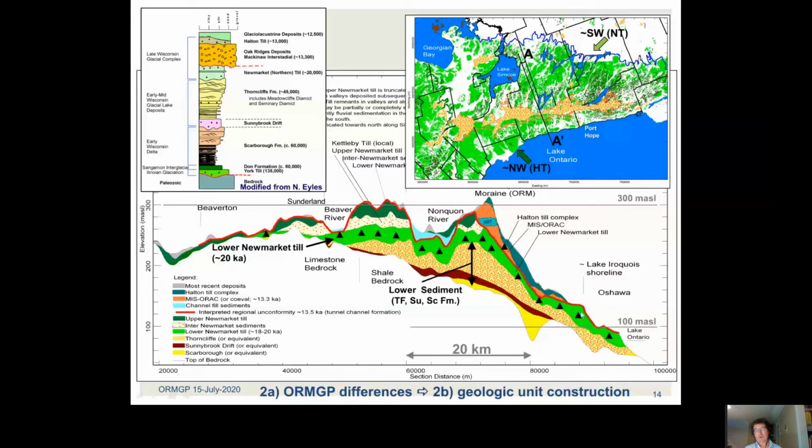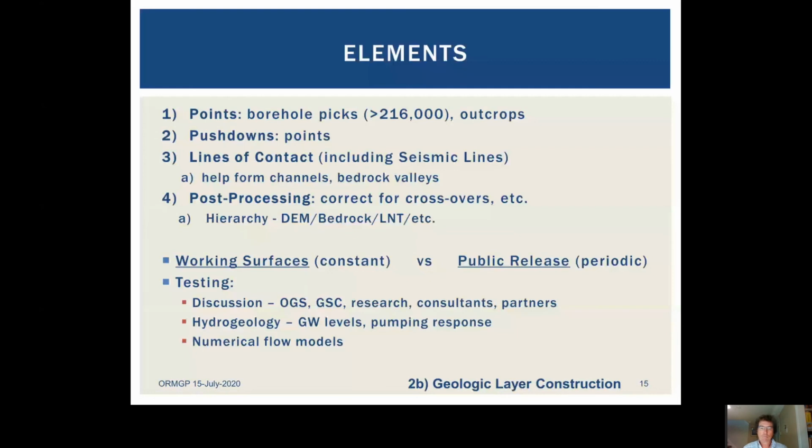In our conceptual model right now, we've brought the lower Newmarket Till out to outcrop below the Lake Iroquois shoreline, or if you move further west into Toronto, you may be looking at Sunnybrook Drift, that surface. So there are slight differences, but like I said, a conceptual model is always being tested and refined, so future refinements may change that slightly.